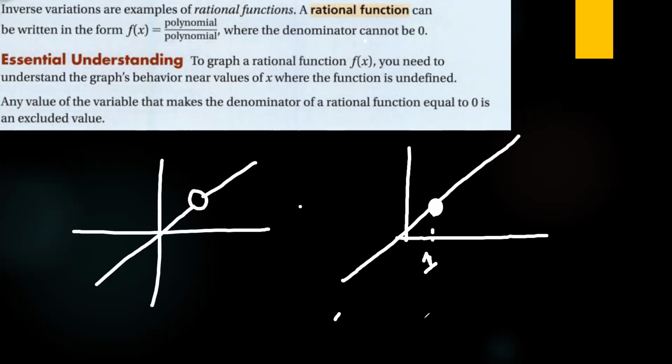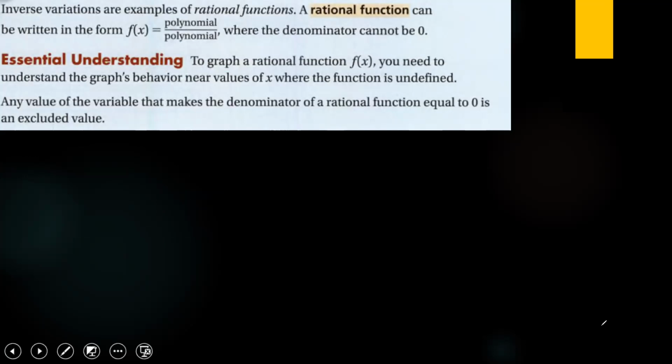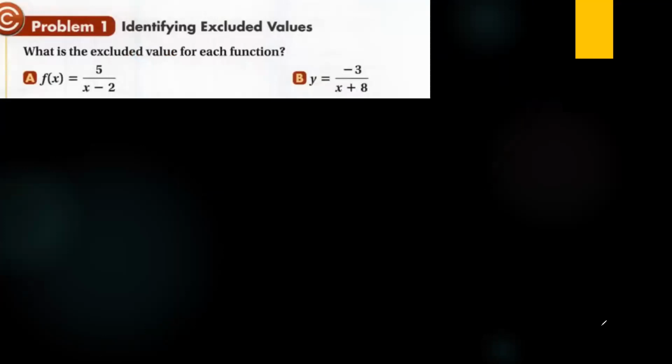Here now we have the same, but this is a rational function, so it is a curve. So now let's see the first step. When you want to graph the rational function, you have to find the excluded points. Let's see how to identify the excluded values. This is the excluded value, which means that the function is not defined at this point.